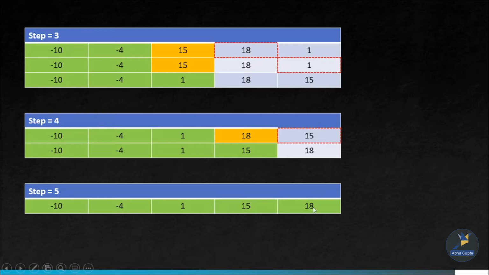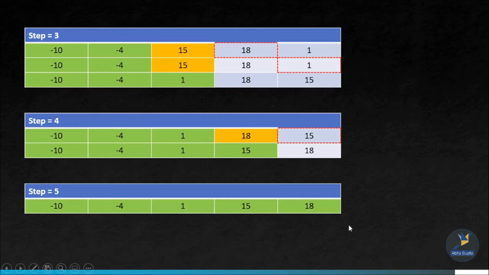In the next iteration, we have only one element left. There is no other element for comparison. So it is considered sorted, and since it is the last element left, it is the biggest element. So it is placed at the end of the sorted list. Now we got our list sorted in ascending order: -10, -4, 1, 15 and 18.